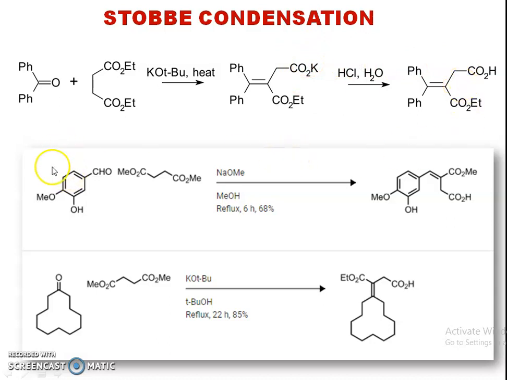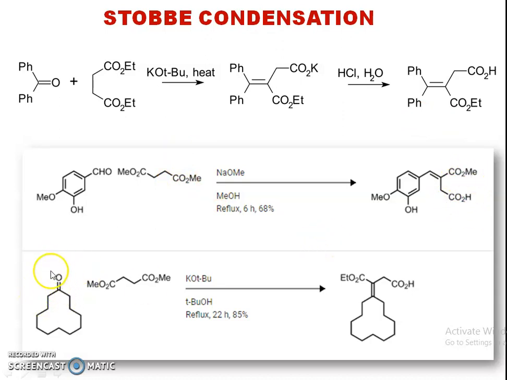So if you see any reactant compound, you can predict the product of Stobbe condensation. In this particular reaction, this carbonyl and this hydrogen get dehydrated. If it gets dehydrated, forming a double bond, this ester group gets hydrolyzed. This ester group gets hydrolyzed.